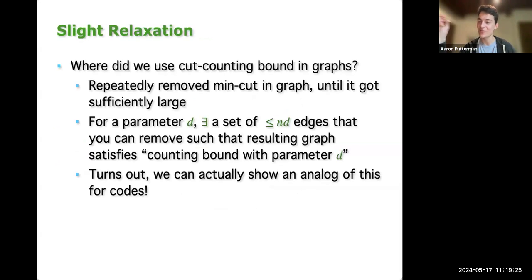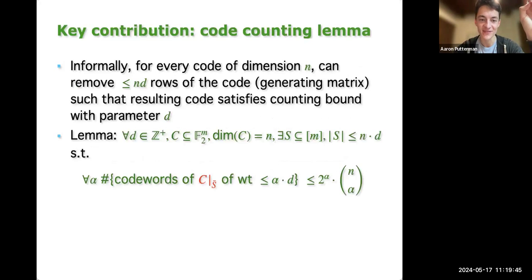Right, what we had said is for a parameter d, there exists a set of less than or equal to nd edges, such that if we remove these edges, the resulting graph satisfies this counting bound with parameter d. And it turns out that for this statement, there actually is an analog for codes. And this is one of the main technical, intricate contributions of the paper. So informally, what we're saying is for every code of dimension n, you can remove at most nd rows of the generating matrix, such that the resulting code satisfies this counting bound with parameter d.